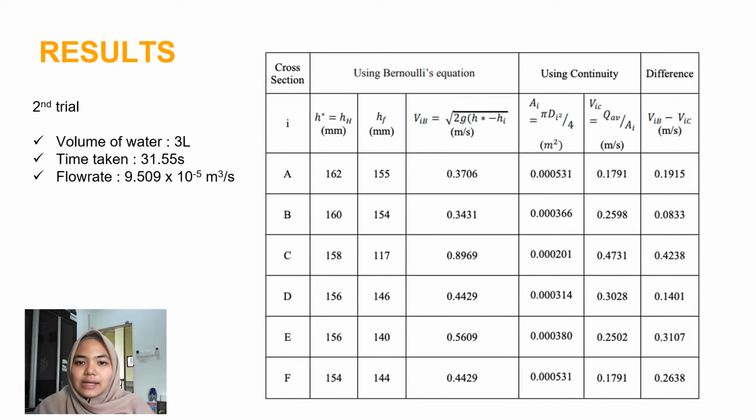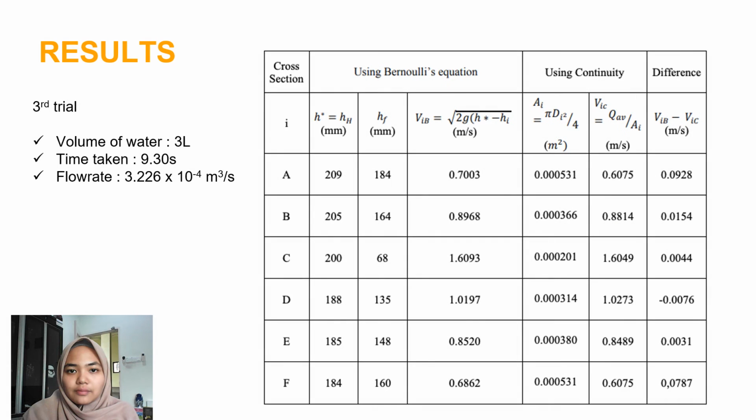Same goes for the second trial. The calculation is repeated, but this time we have a different flow rate, which is 9.509 times 10 to the power of negative 5. For the third trial, the flow rate is 3.226 times 10 to the power of negative 4.